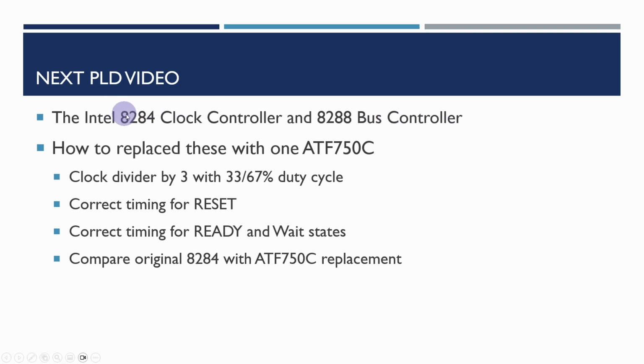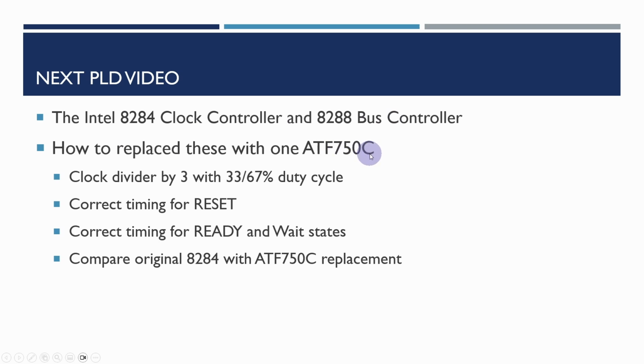Now, these chips are quite difficult to get. You certainly can't buy any recently manufactured ones. They're only generally available second-hand through eBay, and whilst a number of them are still available, they're not necessarily always very cheap, and also a lot of their functions you don't really need. So in fact, for the bus controller, I think if we run the 8088 in minimum mode, then we can largely eliminate the need for it. So in the next video, what I'm going to be doing is looking at what these clock controller and bus controller chips actually do in the breadboard PC, and how we can replace these two chips with one 750C.